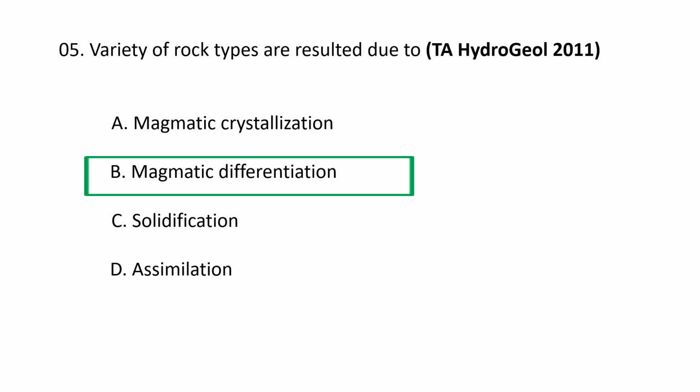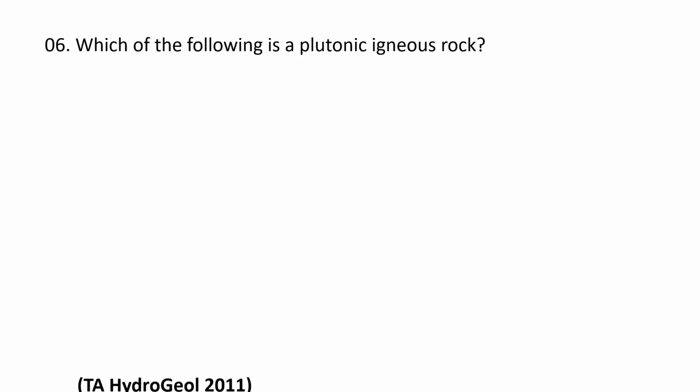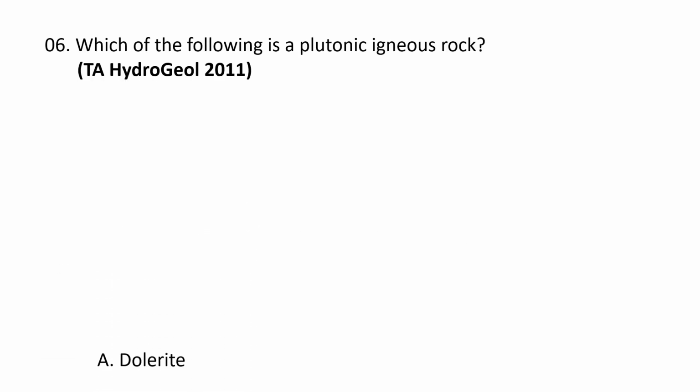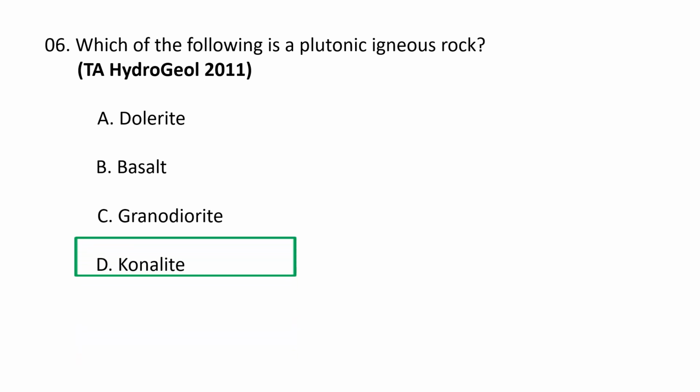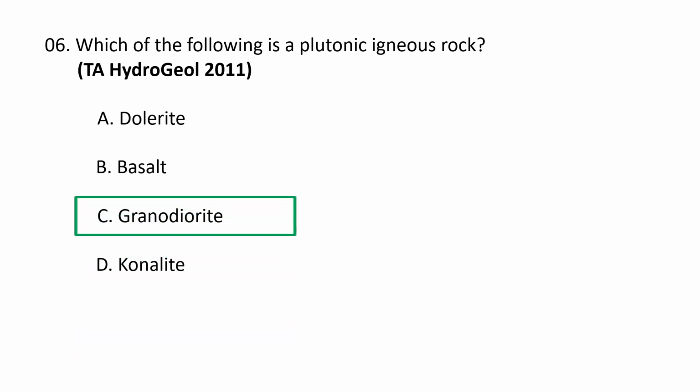Next question. Which of the following is a plutonic igneous rock? A. Dolerite, B. Basalt, C. Granodiorite, D. Rhyolite. So the option is C. Granodiorite. Granodiorite is a plutonic igneous rock. It is formed by intrusion of silica-rich magma, which cools in batholiths or stocks below the Earth's surface, and it is usually only exposed at the surface after uplift and erosion have occurred.